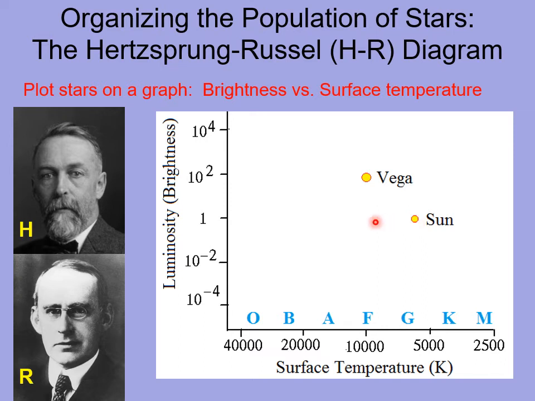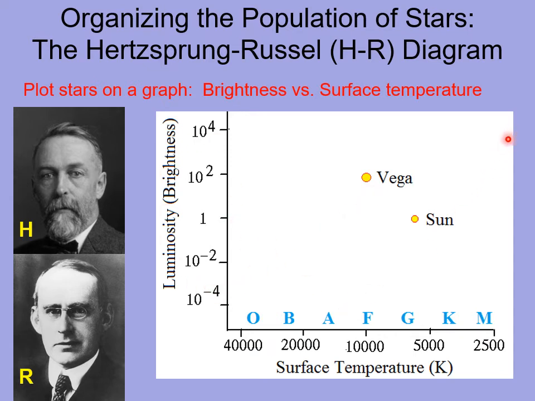Let's take another star and see where it belongs. So this is the star Vega. So Vega is a spectral class F star. It's hotter. It's around 10,000 kelvins for its surface temperature. And Vega has a brightness of about 100 suns. So remember 100 on the scale, that's 10 squared. So that's why it's up here. So this is the HR diagram, how we are going to organize the stars according to brightness and surface temperature.